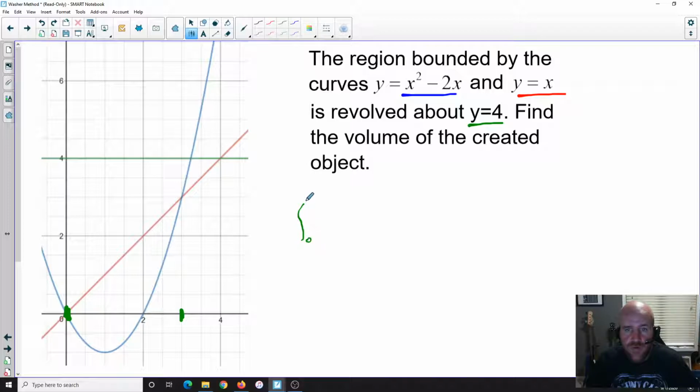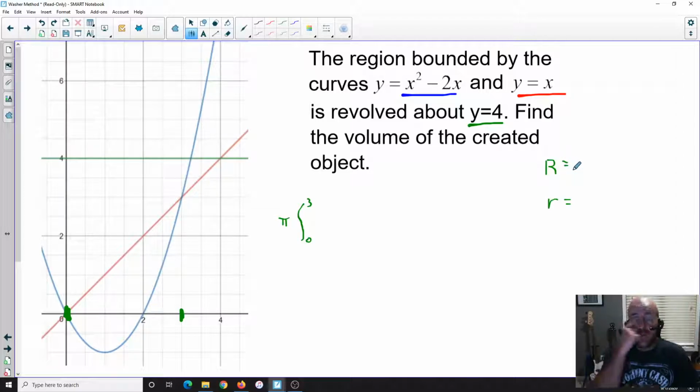Okay, so from 0 to 3. And we always want that pi out there, so don't forget that. That's why I like to write that right at the beginning. So now we need to determine what the big R and the little r will be.